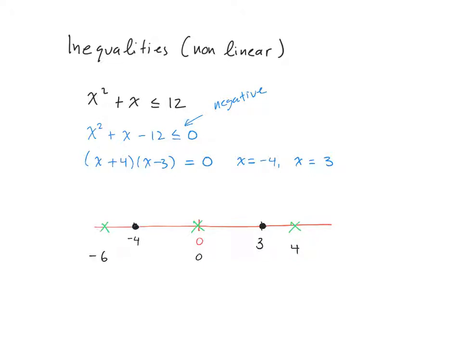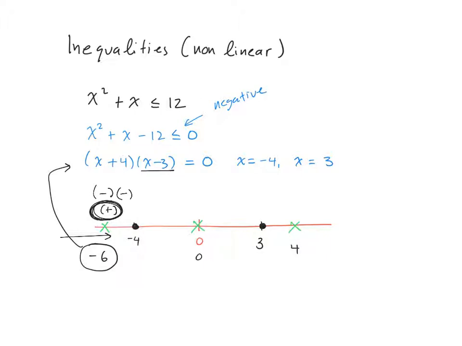Whenever you pick the numbers, let's start with this one. You literally plug it into this expression and you check for the sign. So negative 6 plus 4 will give you a negative value. And negative 6 minus 3 will also give you a negative value. Negative times negative is positive. So that means anything less than negative 4 is positive.